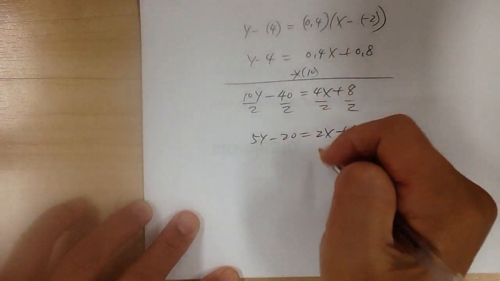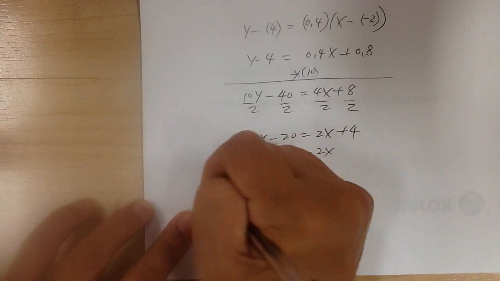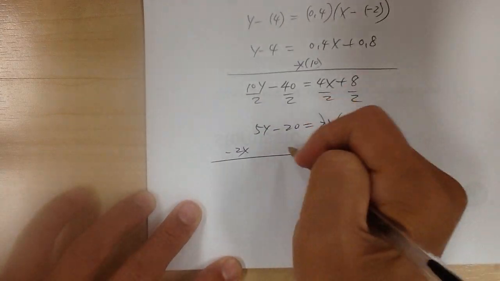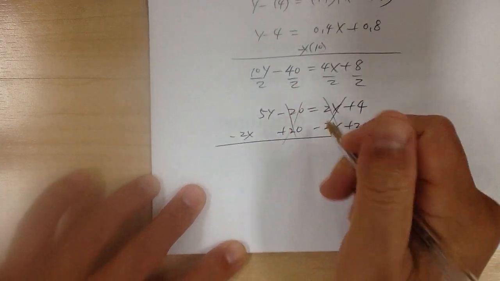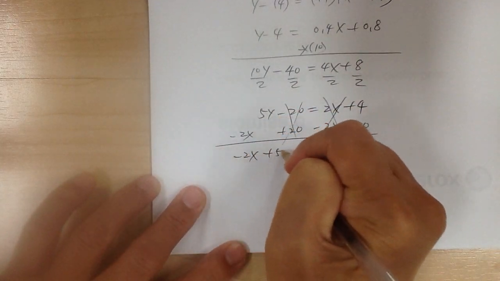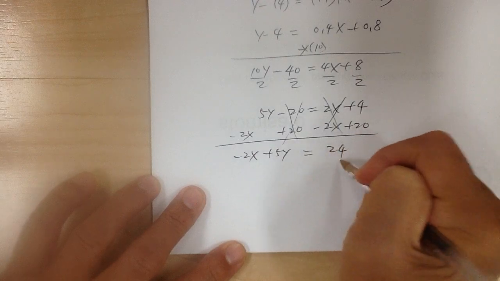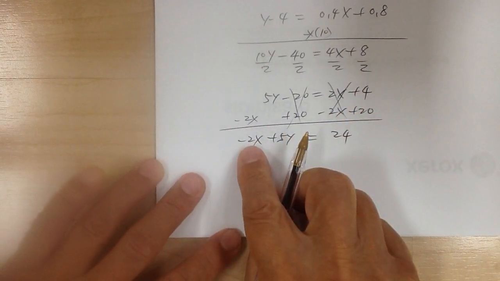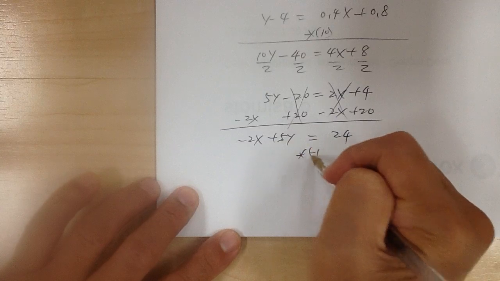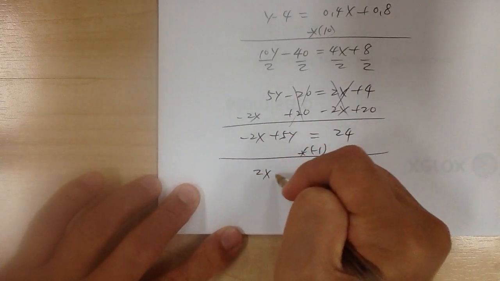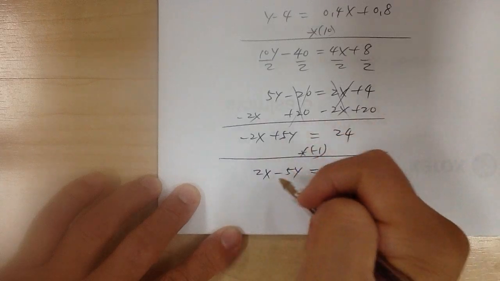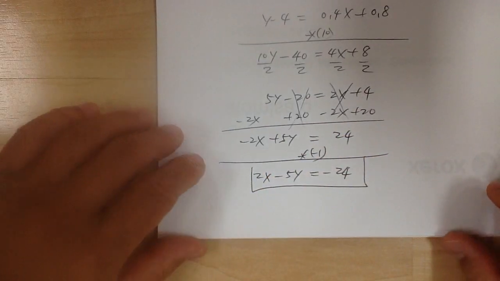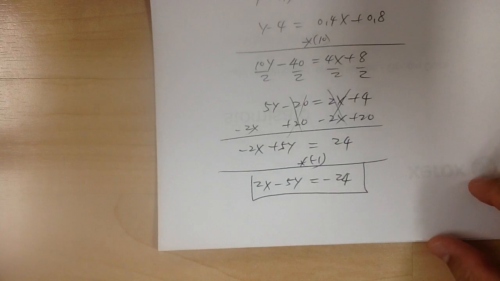Now you can move it over, so minus 2x, so this cancels out. And then you have to add 20 on both sides, so this is gone. So you got -2x plus 5y equal to 24. And then you have to get rid of the negative in the beginning, so multiply by -1. So you got 2x minus 5y equal to -24. Okay, let's go to the next one.